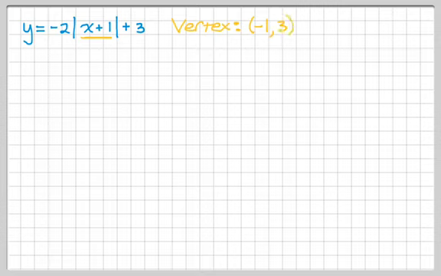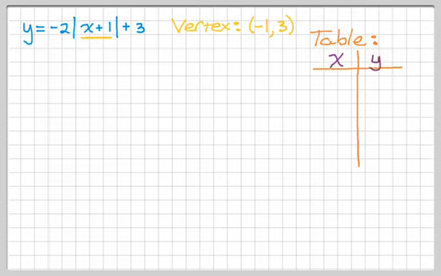So now that's going to help me make my table. So I will make a table. Again, it's going to be x, y. But this time, I know that negative 1 is the x-coordinate of the vertex. So I'm going to center that on my table and then go 2 in either direction. So I have that.